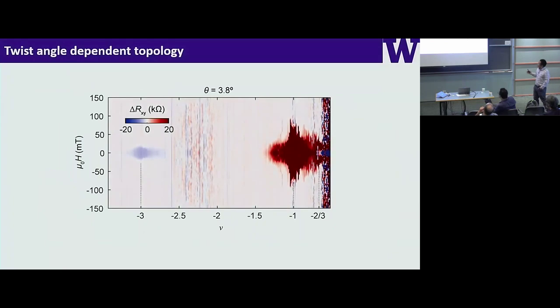Now if I look at the sample from these 3.8 degrees, and I look at delta RXY, which is the difference of these anomalous signals, what I want to highlight is, from filling factor -1 to filling factor -3, you see that these anomalous signals actually change signs. Right? So this just says that the Chern numbers for the first band and the second band have opposite signs at these 3.8 degrees.